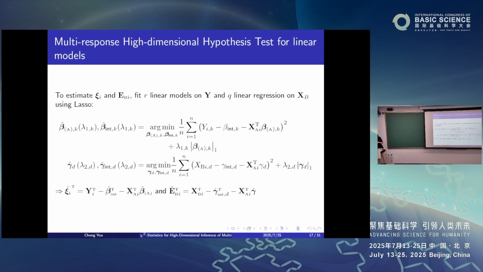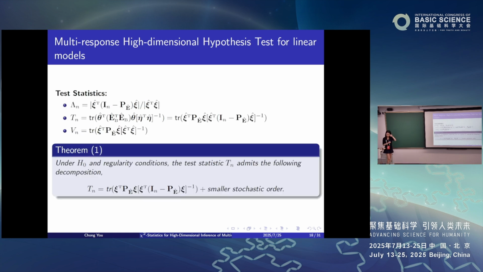Okay, so now we get the estimates, and the test statistics will become these ones. So you basically replace the ground truth with the estimated one. We know that those three test statistics have good properties because people have proved that. But those good properties are based on the ground truth.